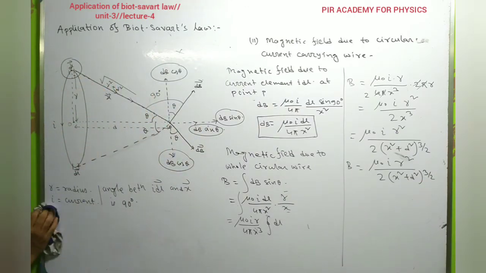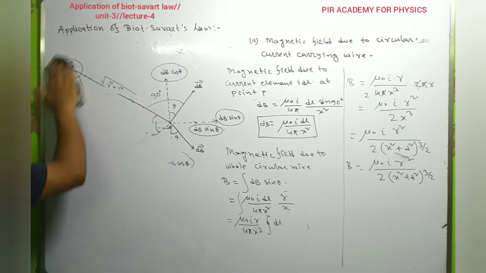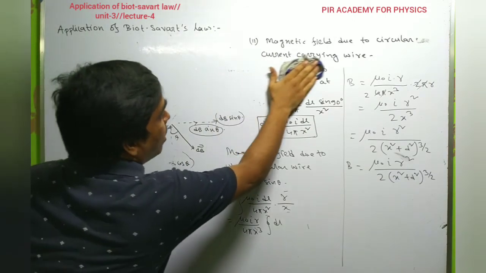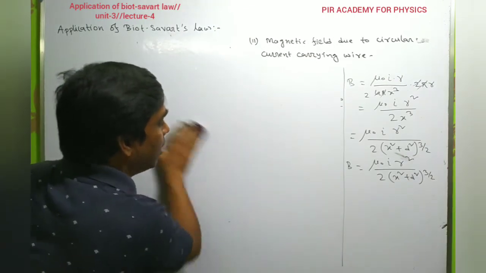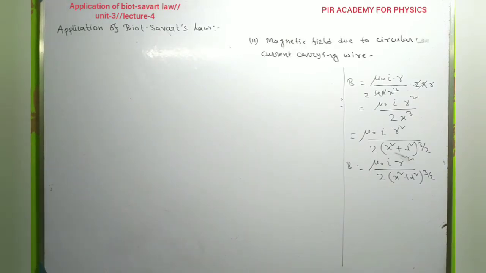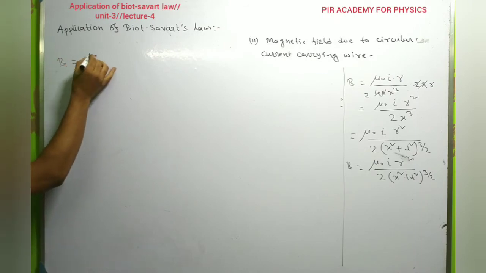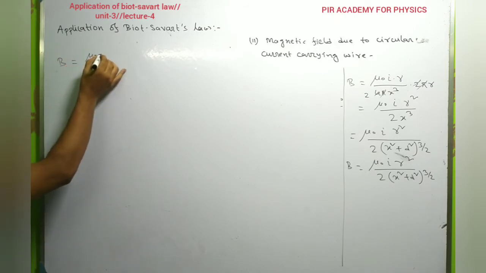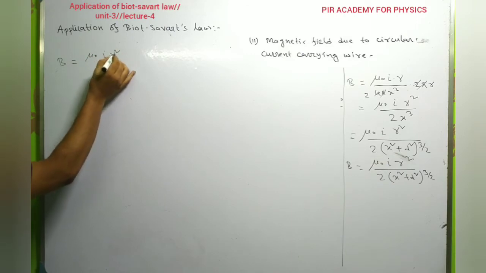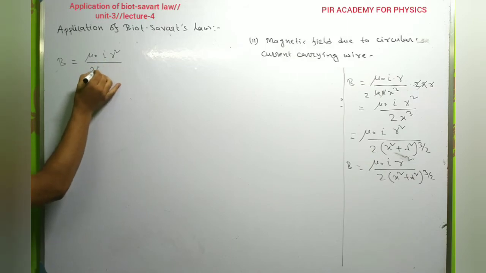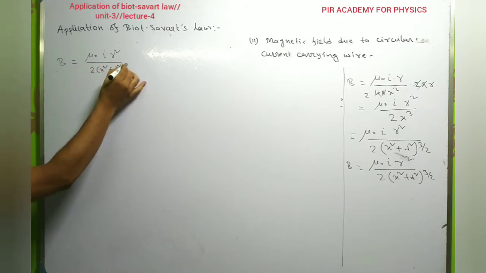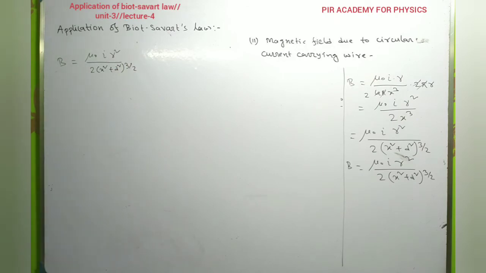Now there are some special cases, so you have to calculate the magnetic field in some special cases. Here I have deduced the formula: the magnetic field due to a current carrying loop on the axis at a distance d is mu 0 I r square by 2 times r square plus d square to the power 3 by 2. This is the formula.